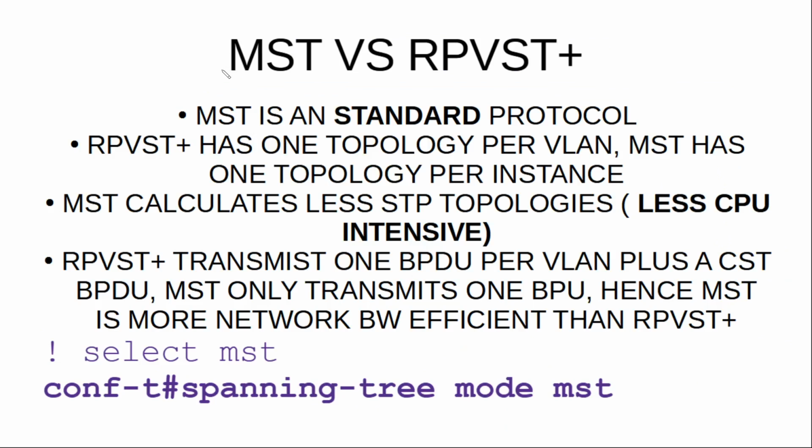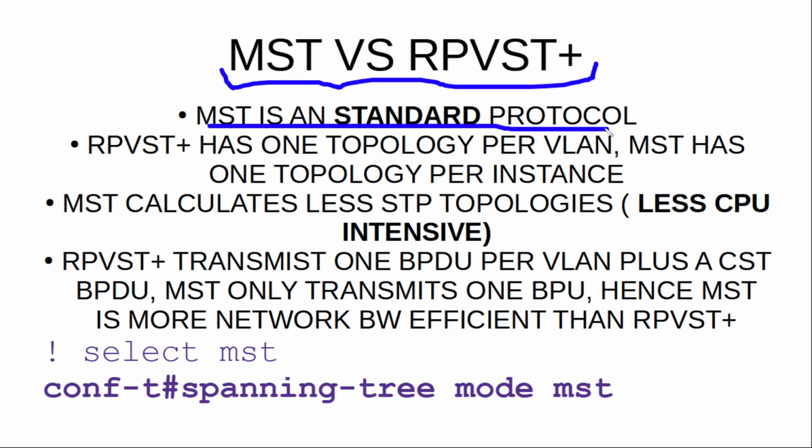So, summarizing the comparison between MST and rapid per VLAN spanning tree, we saw that MST is a standard protocol. The rapid per VLAN spanning tree is not a standard spanning tree protocol. Rapid per VLAN spanning tree has one topology per VLAN. MST has one topology per instance, so it is more efficient.